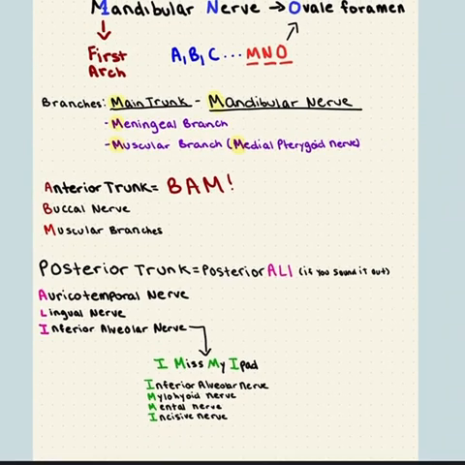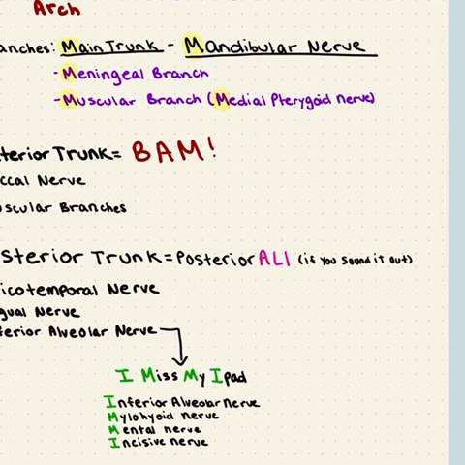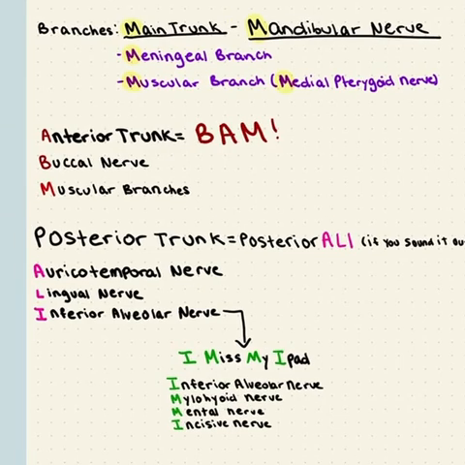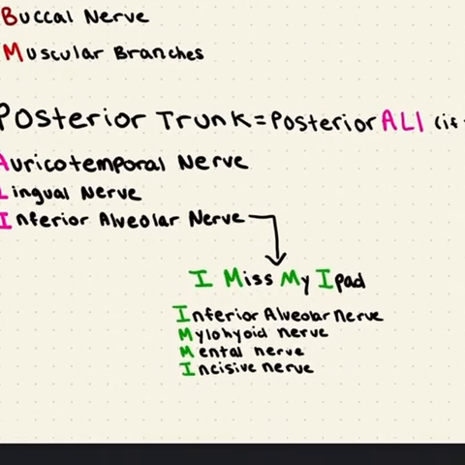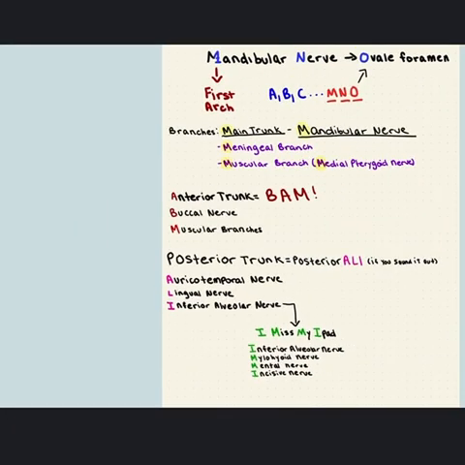Then you go to the posterior trunk, and the way I like to remember it is posterior ALI. If you sound it out, you get ALI, posterior ALI. And so A would be the auriculotemporal nerve, L would be the lingual nerve, and I would be the inferior alveolar nerve. But remember, the inferior alveolar nerve has its own branches. So I immediately think of I miss my iPad. So you got the inferior alveolar nerve, the mylohyoid nerve, the mental nerve, and the incisive nerve.